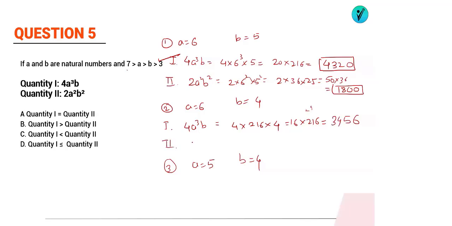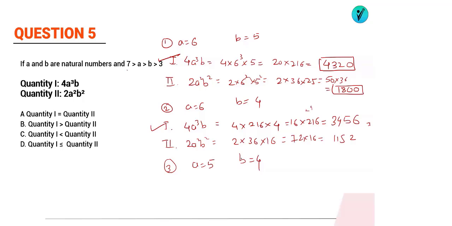And what will be the second quantity? 2A square B square. That means 2 into A square, which is 36, and B square, which is 16. So 16 twos are 72. 72 into 16: 16 twos are 32, carry 3, 16 sevens are 112 plus 3 will be 115. Now again the first one is greater.